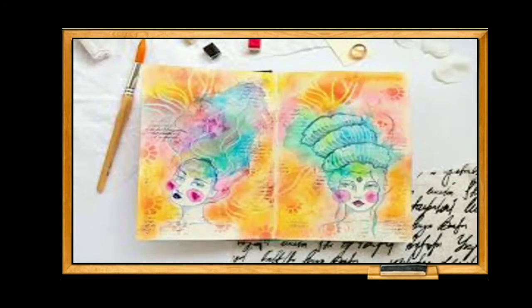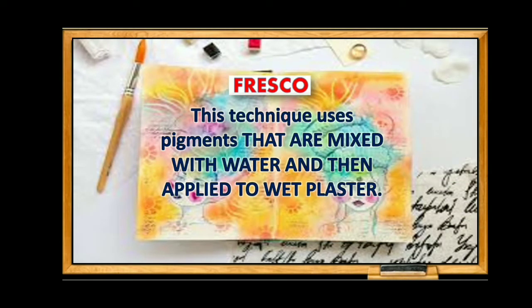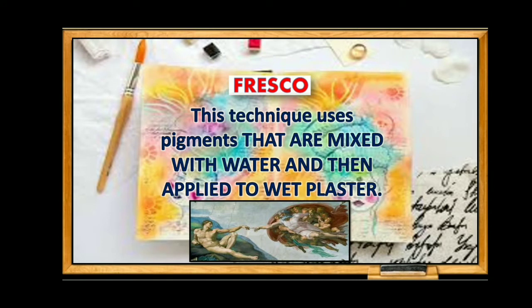Next is fresco. This technique uses pigments that are mixed with water and then applied to wet plaster. This method was used by Michelangelo to paint the Sistine Chapel ceiling in the 16th century. And this is an example of one of the works of Michelangelo.